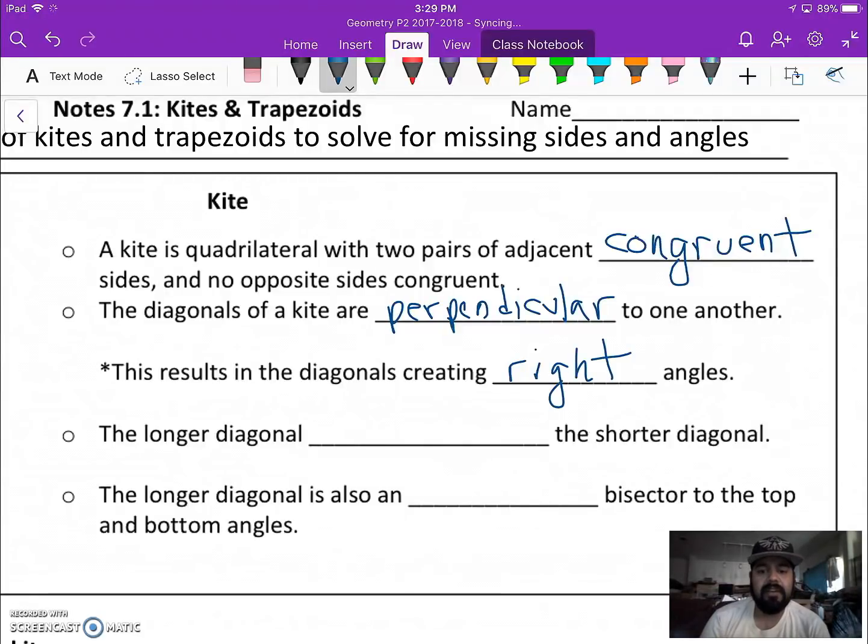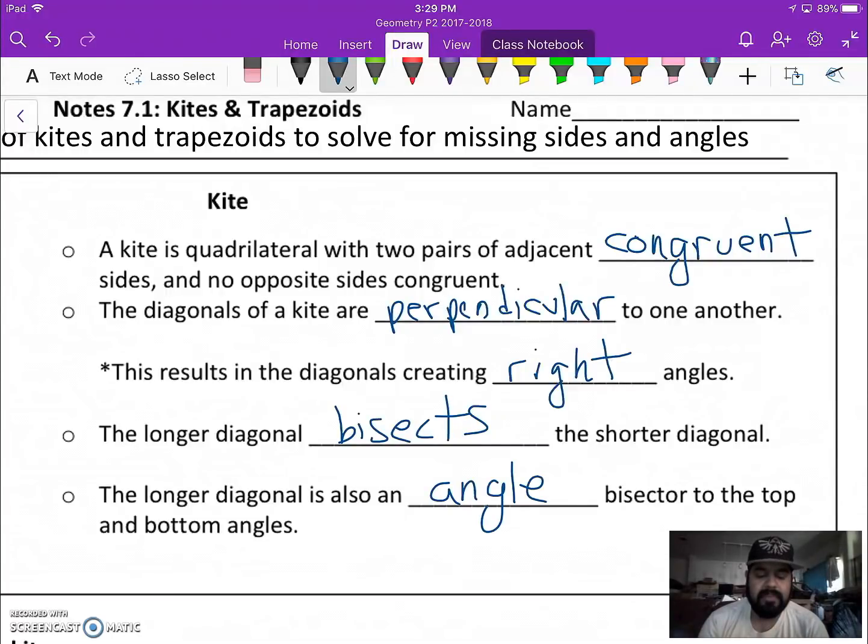Now, the longer diagonal bisects the shorter diagonal, and the longer diagonal is also an angle bisector. It bisects the top and bottom angles. So with all this information, we can go ahead and mark our diagram.